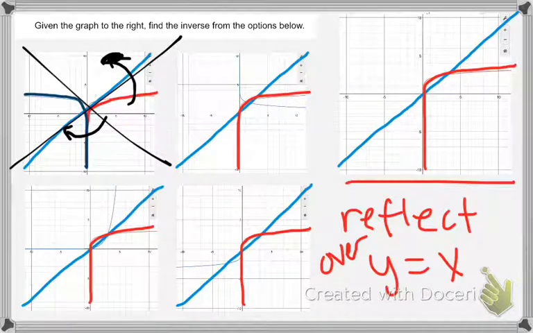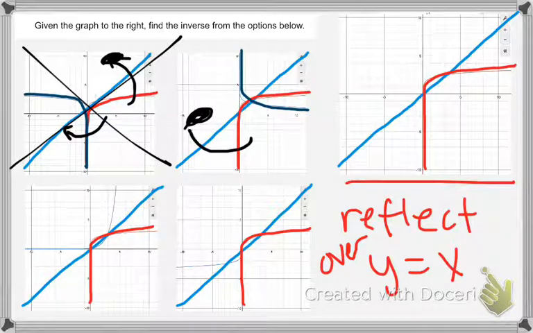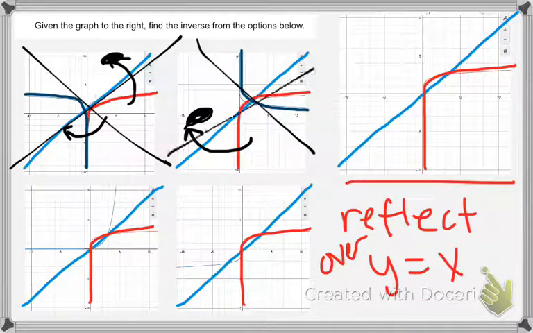So now let's look at the second one, which is going to be this. And again, that's not going to be our graph because we don't have any points over here. Because if we were to reflect over y equals x, we'd have points right there. So that one won't work.